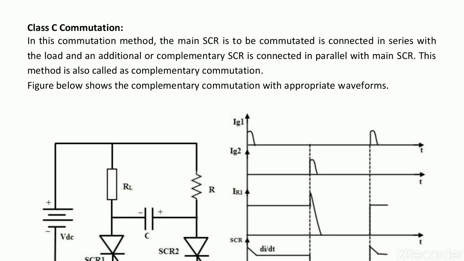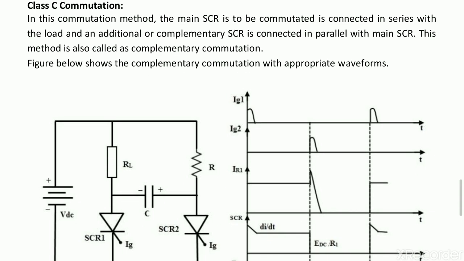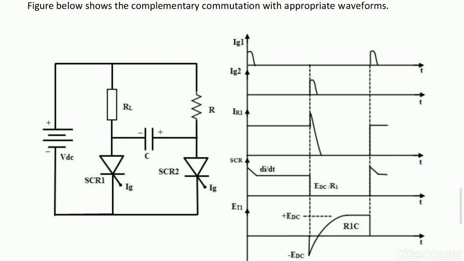In this commutation method, the main SCR to be commutated is connected in series with the load. We can see in the circuit diagram an additional or complementary SCR, that is SCR number 2, connected in parallel with the main SCR. This method is also called complementary commutation. So I will discuss the basic principle of how the turning on and off of SCR1 and SCR2 happens one by one.